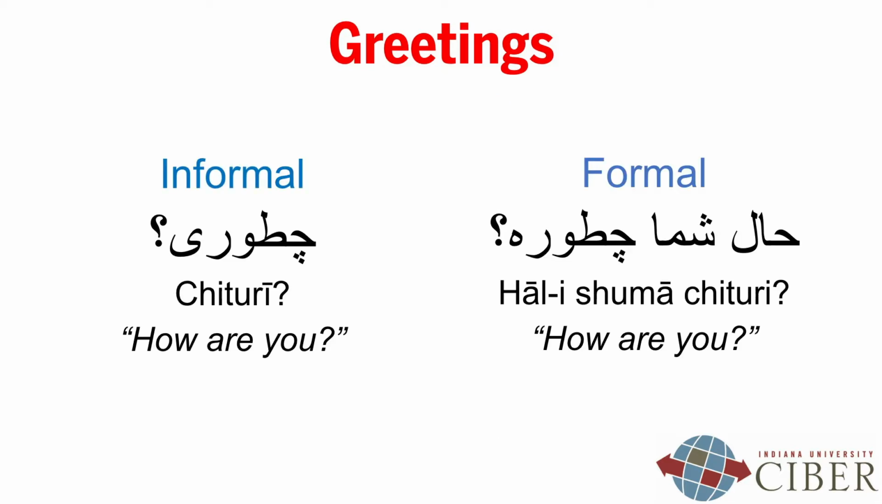Just like in English, it's common to ask, how are you, after saying hello. This phrase has both a formal and informal expression. To ask how are you to a friend or acquaintance, you simply say, چطوری؟ To ask people at a formal gathering or to show respect, ask, حال شما چطوره؟ You will then want to ask the other person how they are by repeating either chatori or hali shoma chatori, depending on whether you are in a formal or informal setting.